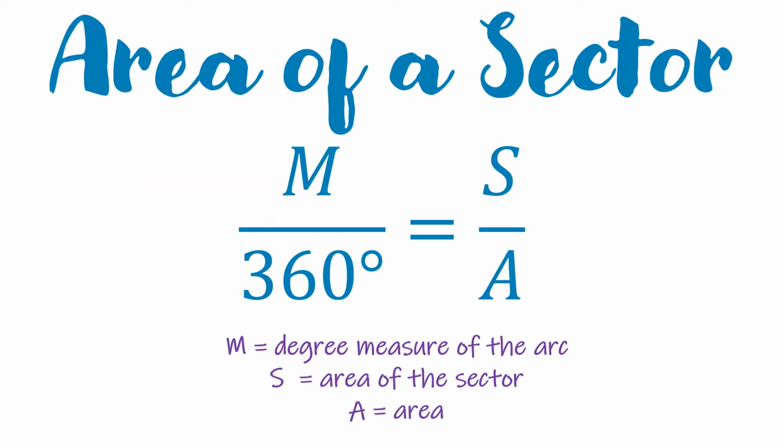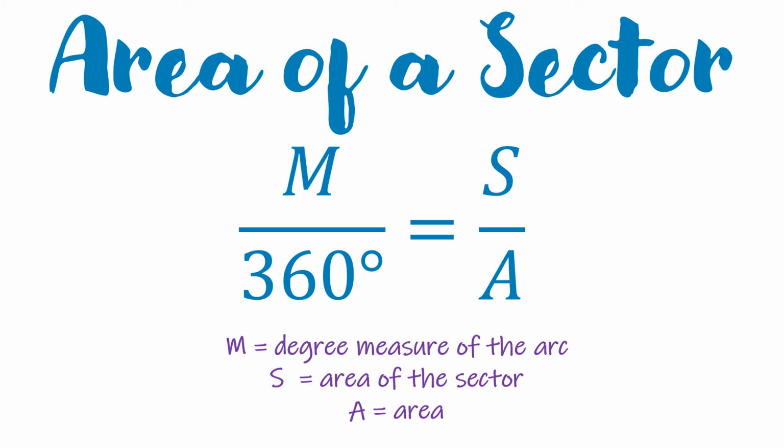Because it is a portion of the area, we will set up a proportion between the area of the sector, which we're going to call S, over A, which would be the area of the entire circle, equals M, which is the degree measure of the arc, or arcs if you're finding multiple sectors, over 360. And again, it's because the arc is part of 360 and the area of the sector is part of the area of the entire circle.